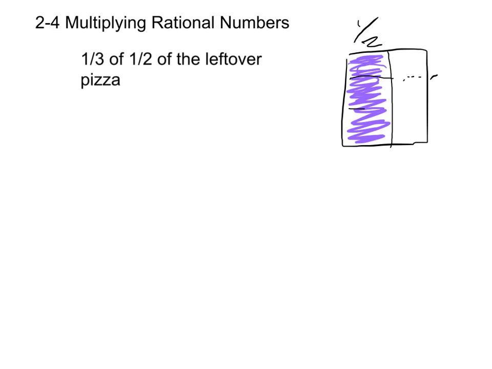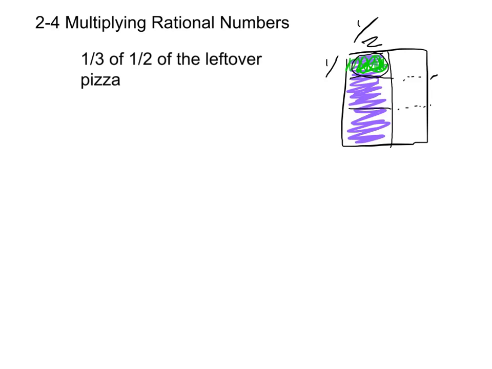and divide it into thirds. Now remember though, this is 1/3 of a whole pizza, so this line here goes all the way across even though part of the pizza is gone. Now let's shade in 1/3 of that 1/2 that was left. And this area here represents the amount that we've eaten.